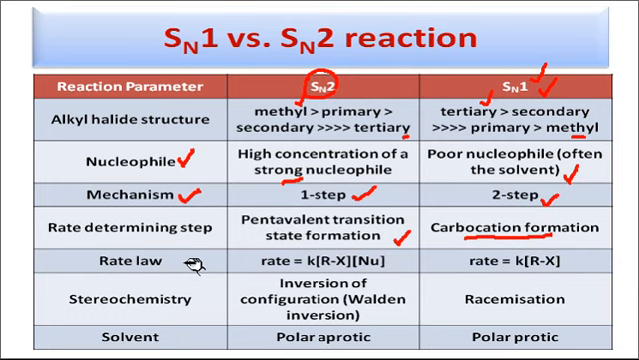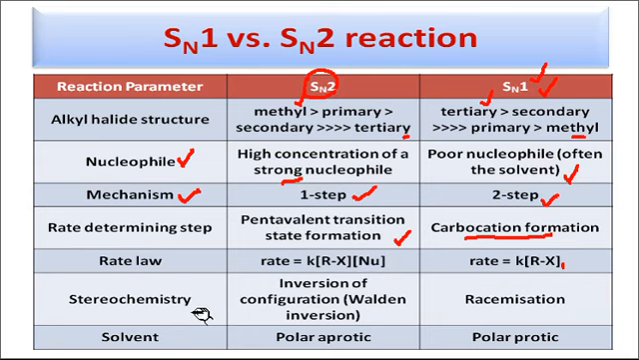Rate law of SN2 and SN1 reactions. The rate law of the SN2 reaction is: rate is equal to rate constant times the concentration of alkyl halide as well as the concentration of the nucleophile, while in the SN1 reaction, the rate of reaction is dependent only on the alkyl halide concentration. This is a big difference between these two.